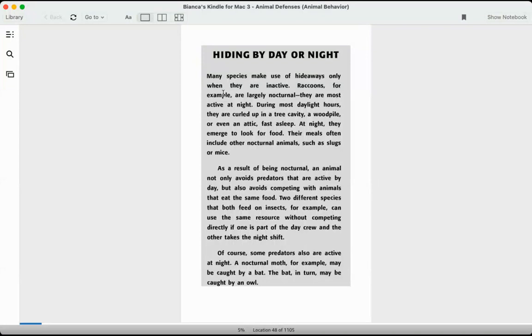Of course, some predators are also active at night. A nocturnal moth, for example, may be caught by a bat. The bat, in turn, may be caught by an owl.